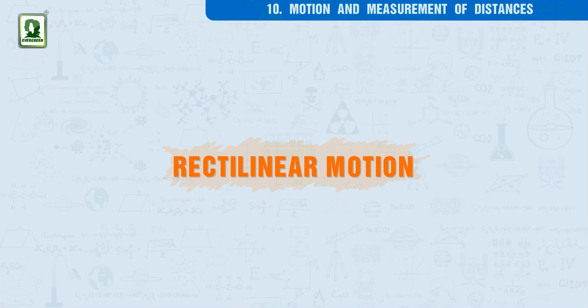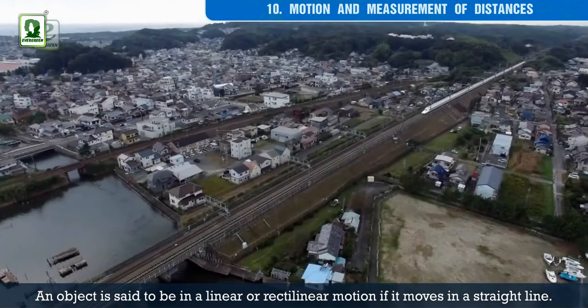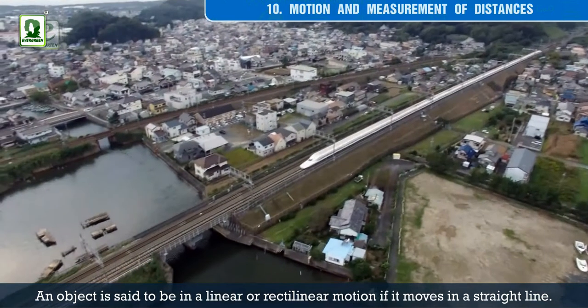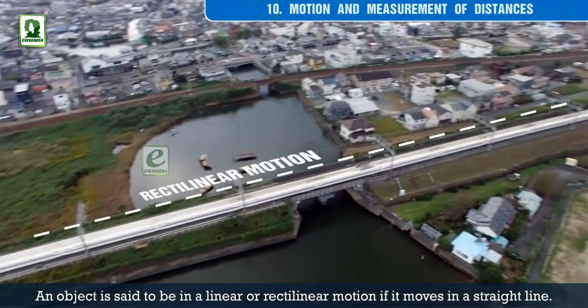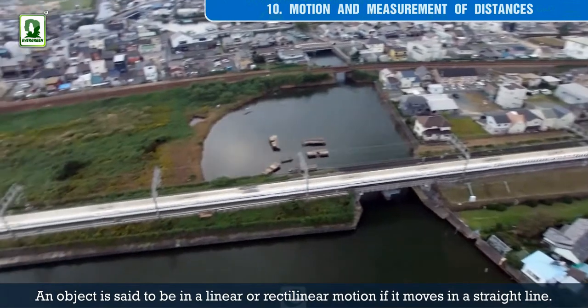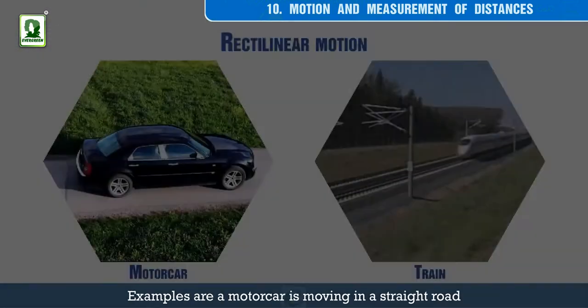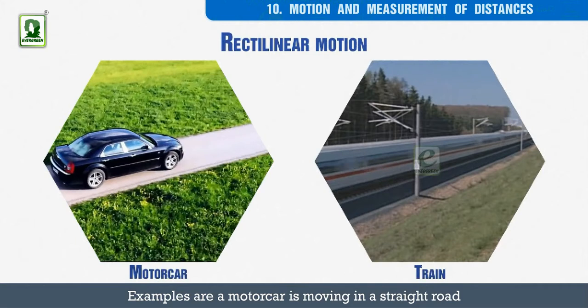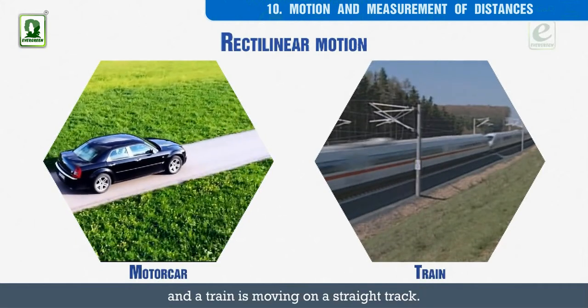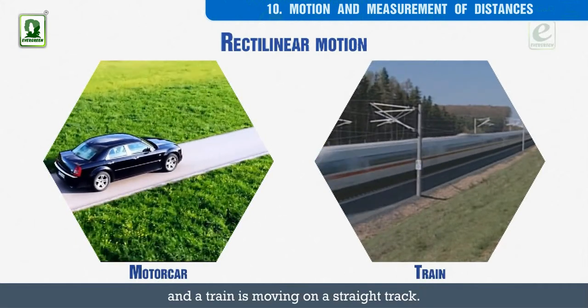Rectilinear motion. An object is said to be in a linear or rectilinear motion if it moves in a straight line. Examples are: a motor car is moving on a straight road and a train is moving on a straight track.